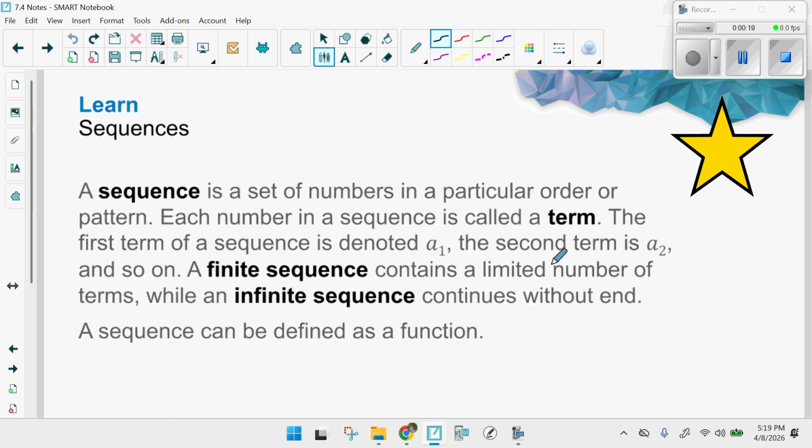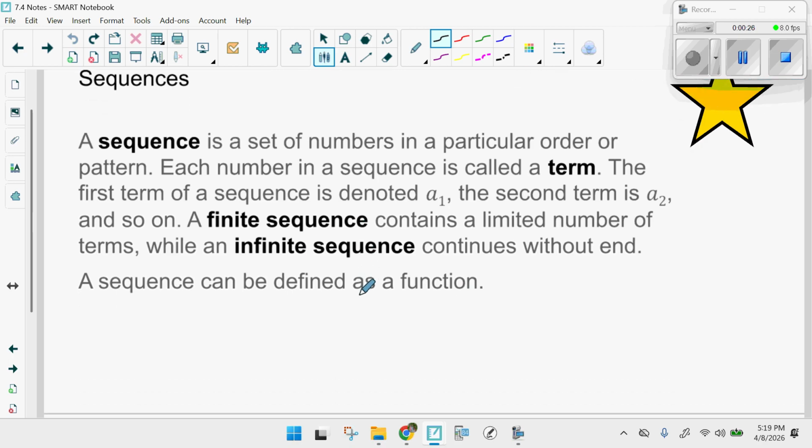So a sequence is a set of numbers in a particular order or pattern. Each number in a sequence is called a term. The first term of the sequence is denoted a sub 1, the second term a sub 2, and so on. You can have a finite sequence or an infinite sequence, where a finite sequence ends and an infinite sequence will just continue without end. Earlier this year, we looked at arithmetic sequences.